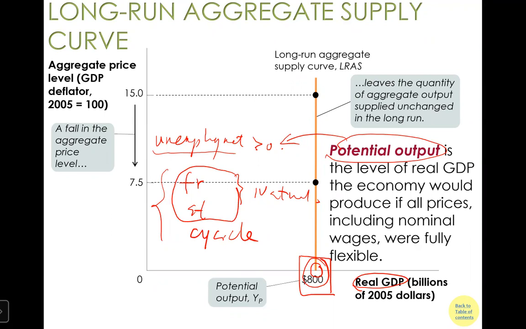All right, so this is long-run aggregate supply. So make sure you understand the difference between long-run aggregate supply and short-run aggregate supply, and particularly why in the long run, the aggregate supply is independent of price, okay?